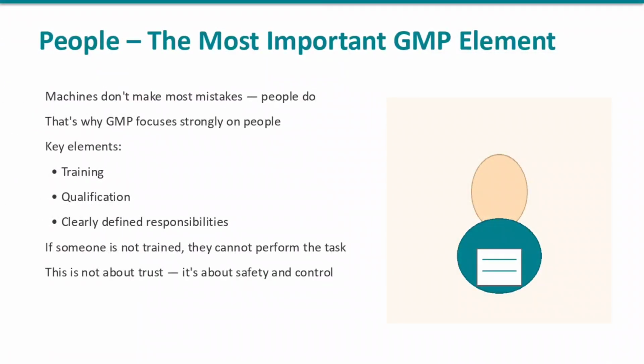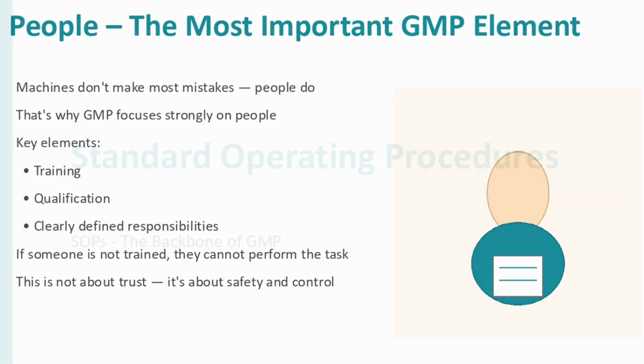People are the most important element in GMP. Machines and systems usually do exactly what they are programmed to do, but people can make mistakes. That is why GMP puts a strong focus on training, qualification, and clearly defined responsibilities. In a GMP environment, if a person is not trained for a task, they are not allowed to perform it. Training records are therefore just as important as test results.